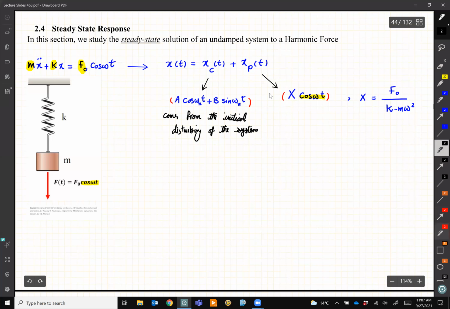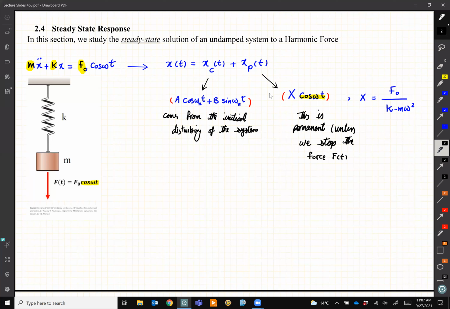This is permanent unless we stop the force, right? Otherwise, it's going to continue forever. So the temporary part is going to die away eventually because we disturb the system.